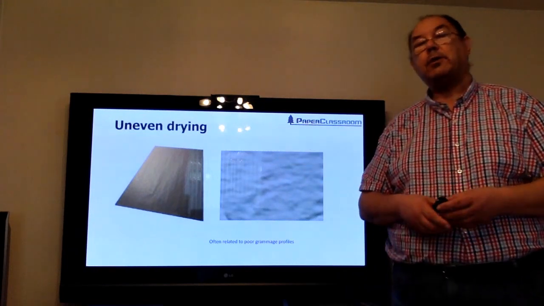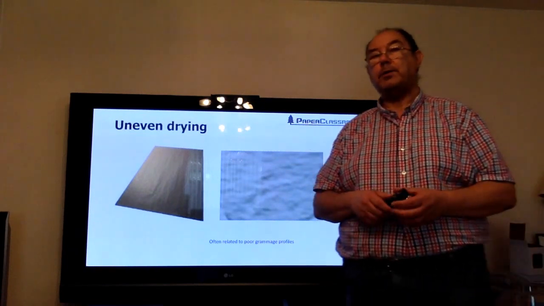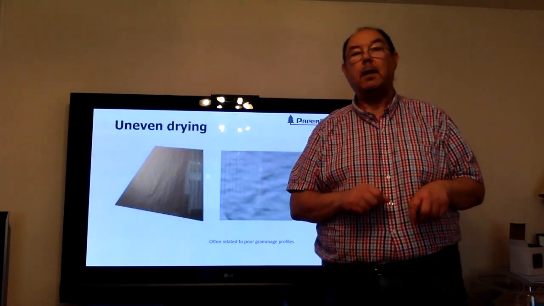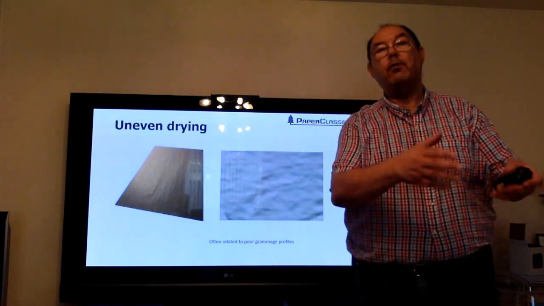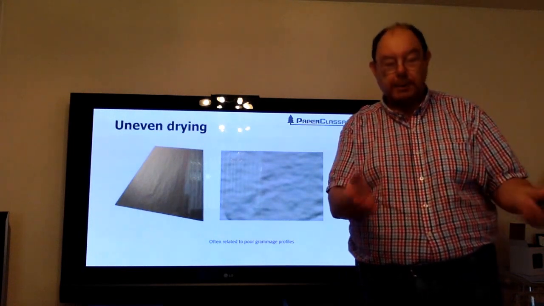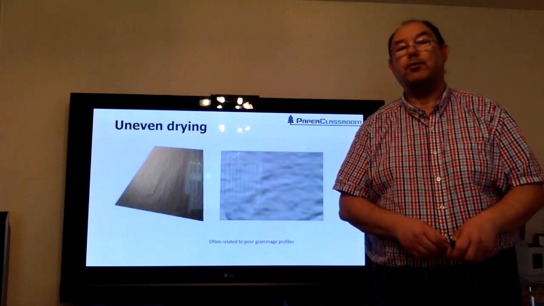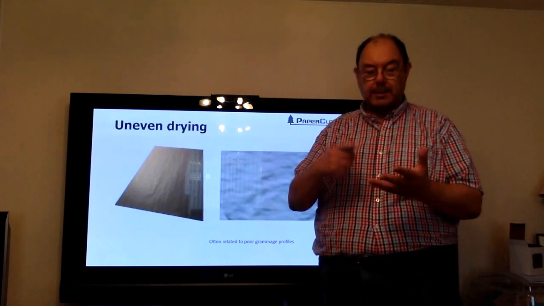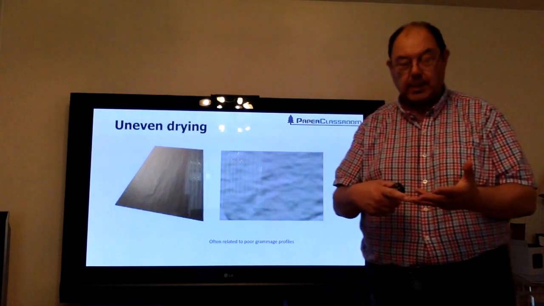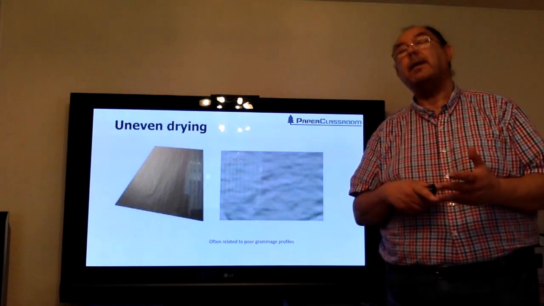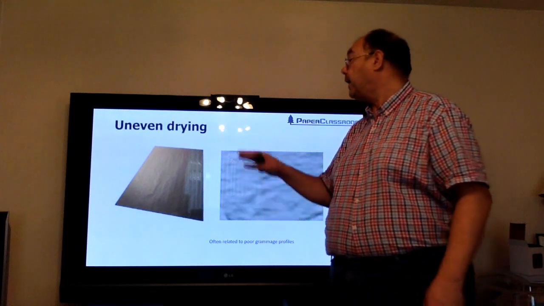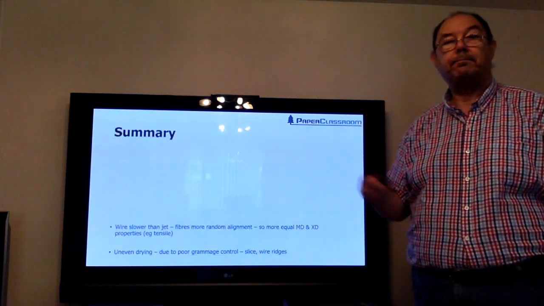These variations in grammage, there are two main reasons. One is you have an incorrect slice profile, and the other is if you've got wire ridges. And if you've got wire ridges, fibres will tumble down into those ridges and give you thicker areas. So wire ridges and slice profile are the main contributors to poor basis weight profiles and therefore poor drying.